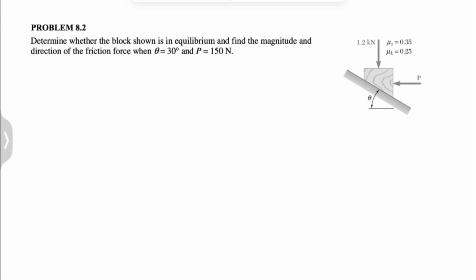Hey guys, let's see how we can solve question 2 from chapter 8 of the Beer and Johnston textbook Engineering Mechanics. In this one, we need to determine whether the block shown is in equilibrium or is actually moving. And at the end, we need to find the magnitude and the direction of the friction when we have theta 30 degrees and the force P 150 newtons.